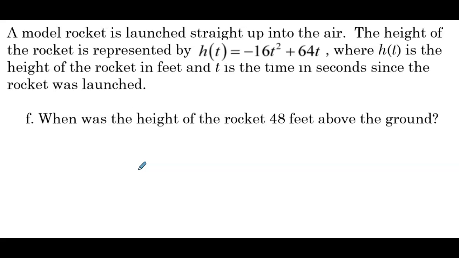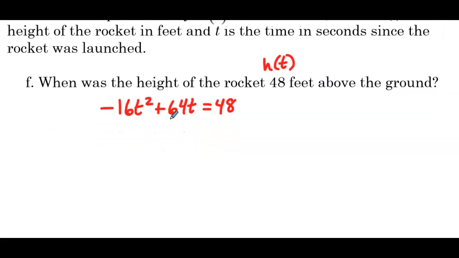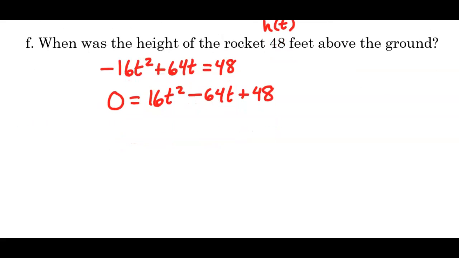Part F of the same example: when was the height of the rocket 48 feet above the ground? So now we're setting negative 16t squared plus 64t equal to 48, because 48 is h of t, a height. Now in order to solve this, we need to set it equal to 0. I'd like this to be a positive 16t squared, so we'll move our terms to the right. So 0 equals 16t squared minus 64t plus 48. I'm going to move the equal 0 to the right side, just so it's more traditional.